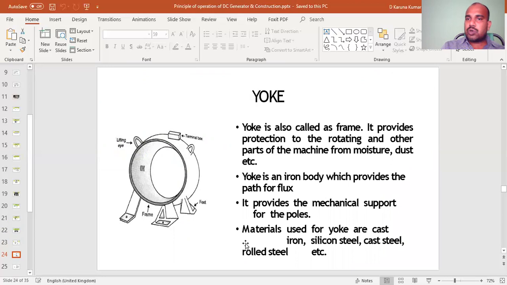Okay. One, the yoke, is also called the frame. It provides protection to the rotating parts of the machine. The yoke is an iron body. It provides mechanical support to the field coils. The materials used for the yoke are cast iron, silicon steel, and cast steel.